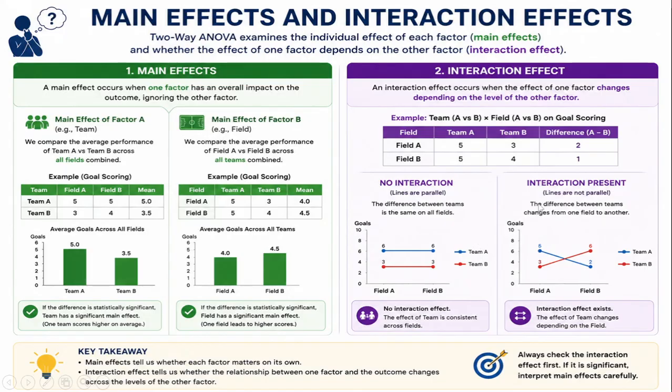So there is only an interaction effect when the scores of the teams change based on the field. For example, team A scores high on field A and then low on field B. Team B scores low on field A and then high on field B. And that is the concept of the interaction effect.